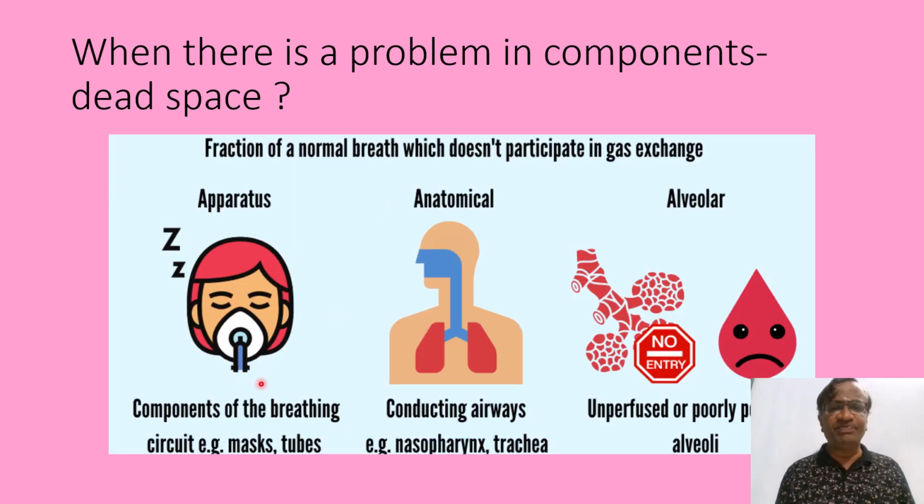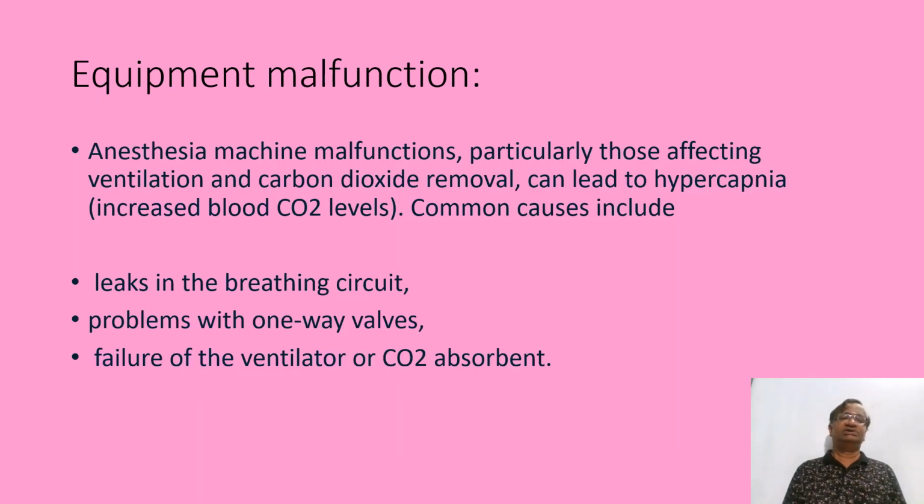So apparatus may be the problem, conducting airways may be the problem, poorly perfused alveoli may be the problem. Now we have slightly gone into the metabolic causes, the causes which increase production: sepsis, malignant hyperthermia, thyrotoxicosis, laparoscopy and capnoperitoneum, and tourniquet release. These are some of the causes of anesthesia-related increased CO2.